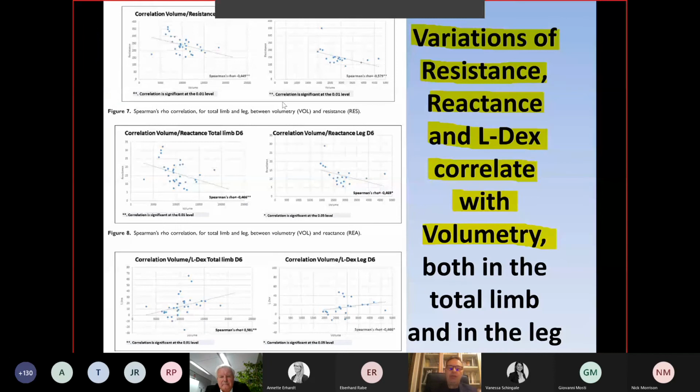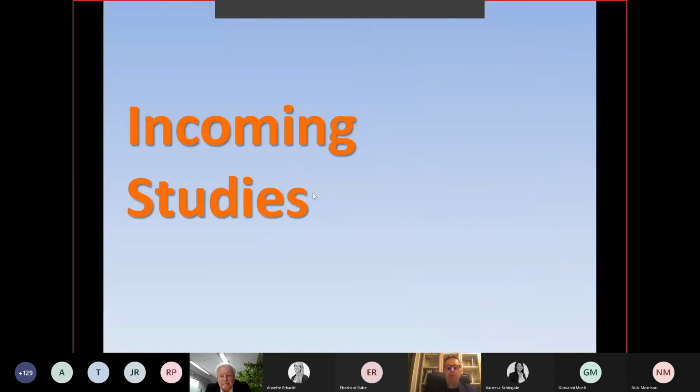To go to the very interesting point, what we found, thanks to the help of Luca Bastiani, our statistician, was a very good correlation between the variations of resistance, reactance, and the LDEX, and the variation of volumetry. So somehow we were able to demonstrate that when employing this technology, you can correlate the volumetry changes with the tissue and the fluid changes in the limb.